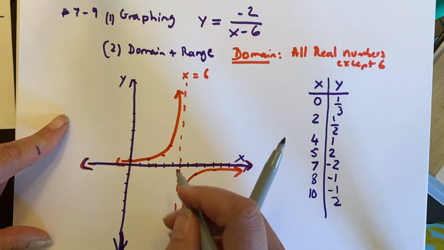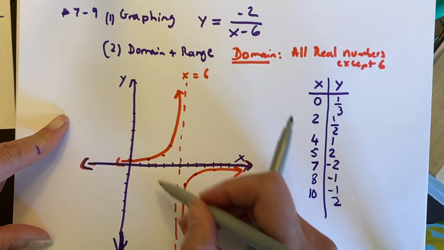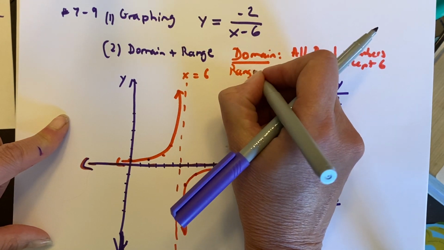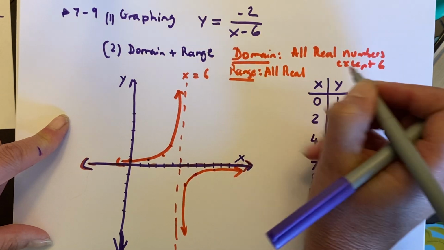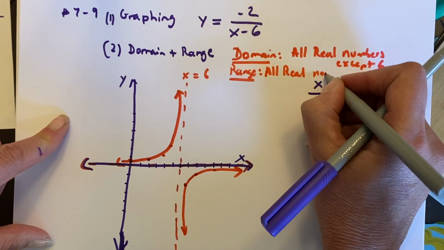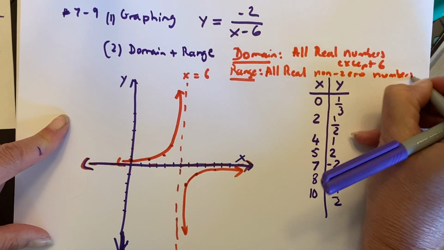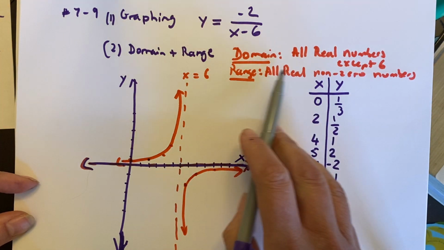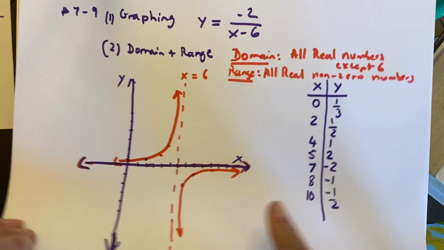And my range, you can see, is y can be above 0, y can be below 0, but not 0. So my range is all real non-zero numbers. In other words, all numbers except 0. And that's it. And by doing that, you're really just saying what your asymptotes are. Okay, so that takes care of 7, 8, and 9.